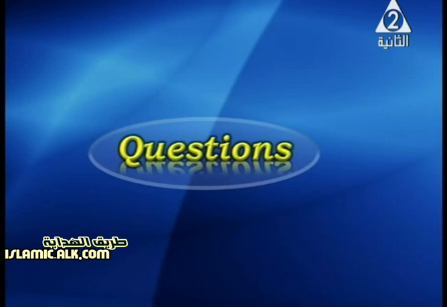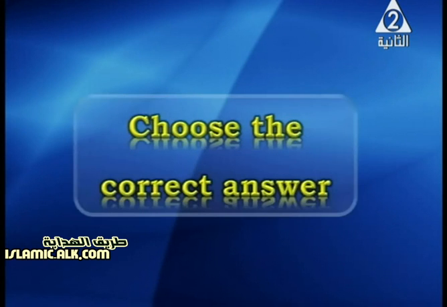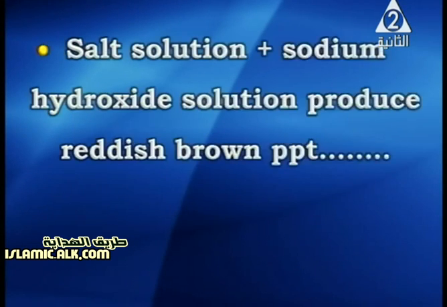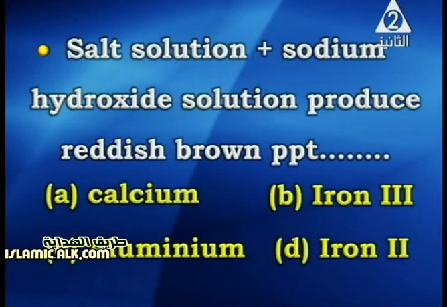Now, my dear students, we are going to discuss some questions. The first one, choose the correct answer. The salt solution plus sodium hydroxide solution produces reddish brown precipitate of what? Is it calcium, iron 2, iron 3, aluminum, or iron 2? If you think about the answer, it will be iron 3.